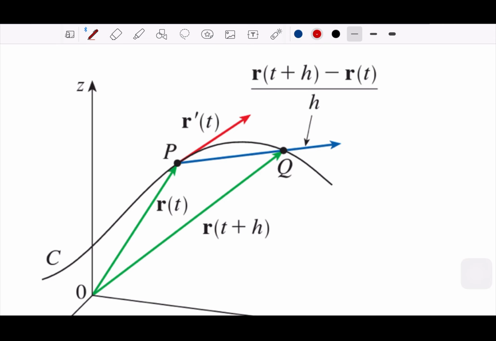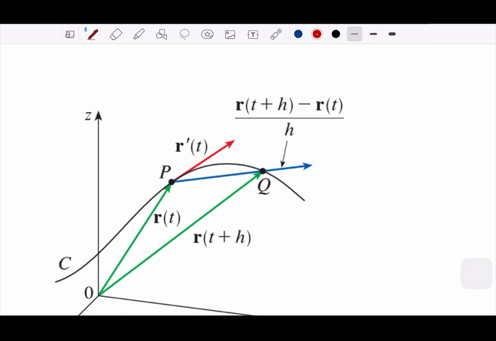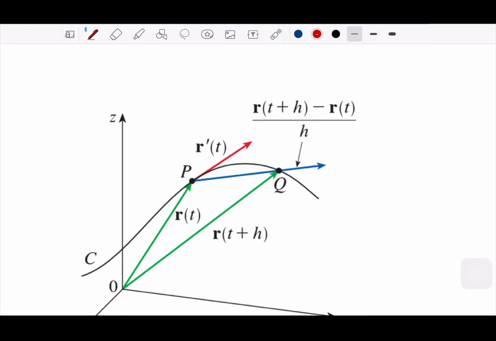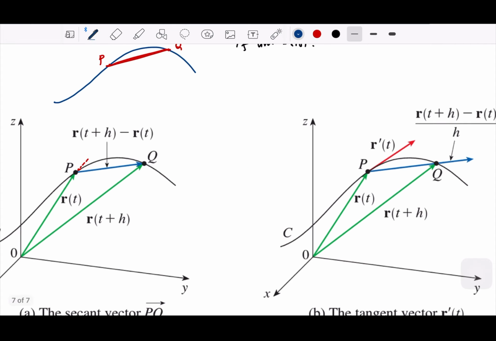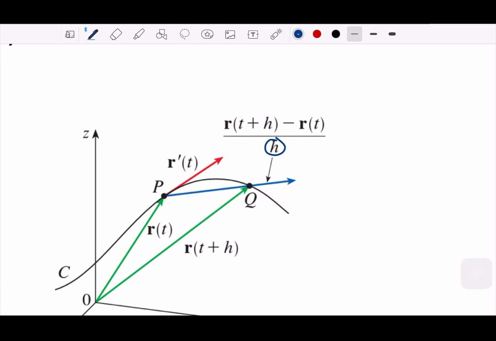And then if we are going to take these vectors and multiply with 1 over h. This 1 over h is just a scalar. So that means the direction is still the same direction as the vector pq.